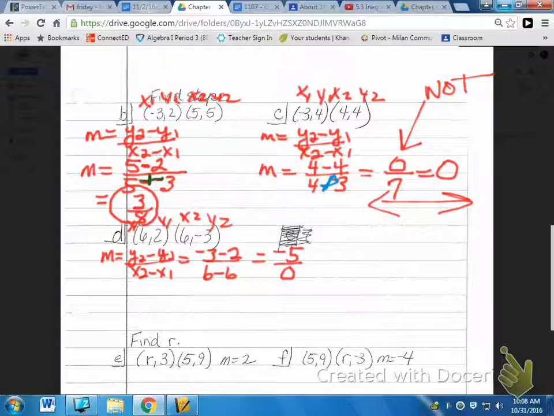If you would put negative 5 over 0 in a calculator to try to solve, does anybody know what would happen? Josh? You'd get an error because you cannot divide by 0. That is your clue that it really is undefined. And that's what you should write. So if the 0's on the bottom, it's undefined.